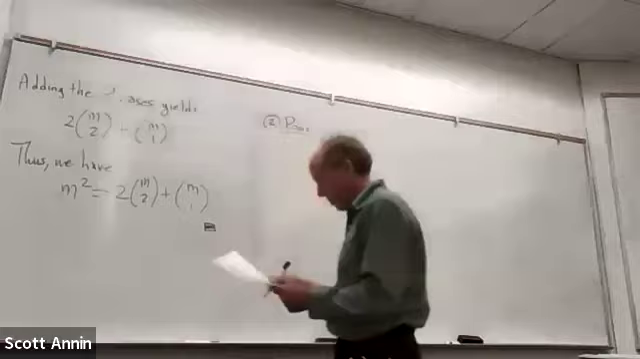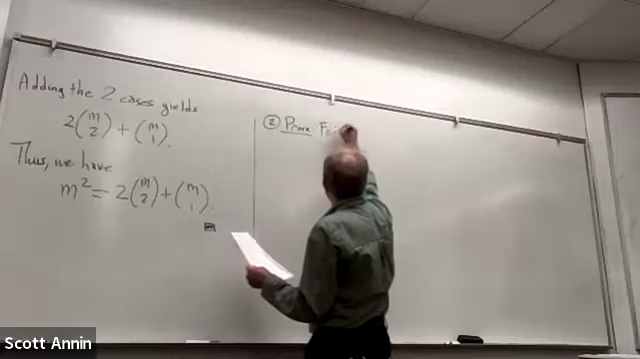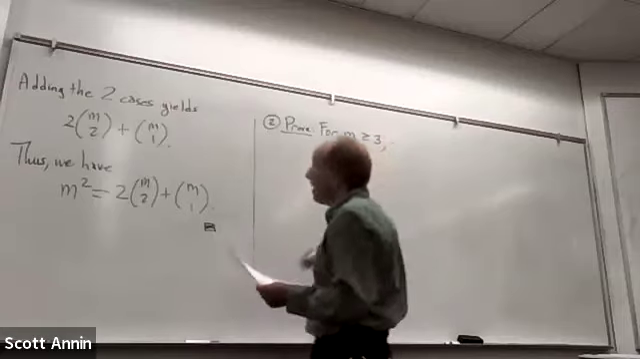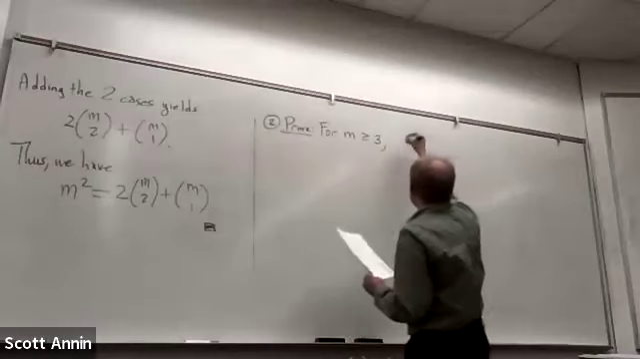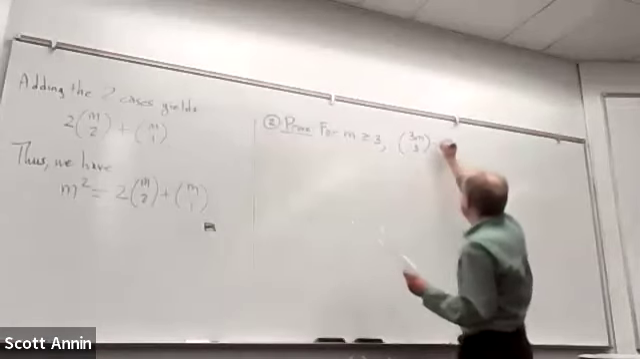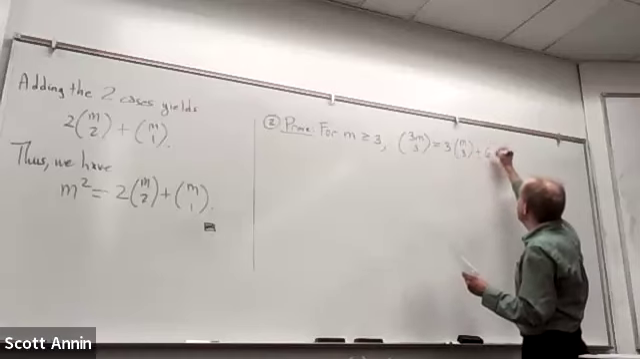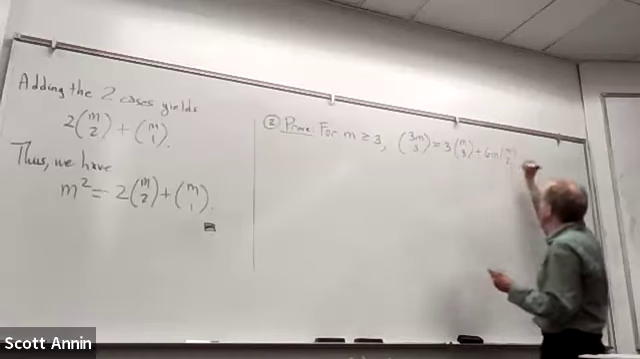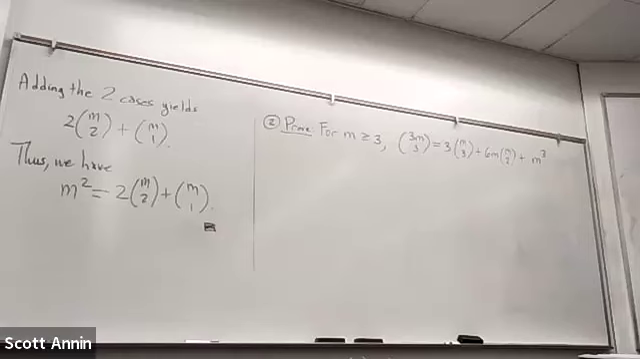Let's try to prove that for m greater than or equal to 3 this time. So I'm going to give you a slightly different one. If I take 3m choose 3, it's equal to 3 times m choose 3 plus 6 times m choose 2 plus m cubed. Slightly bigger example that we could have here.